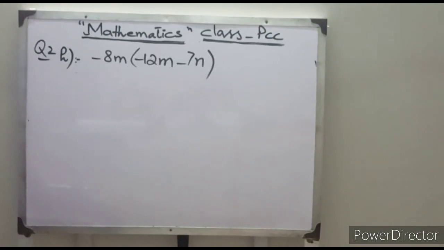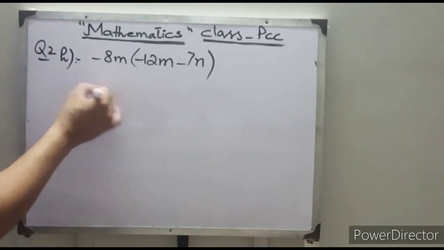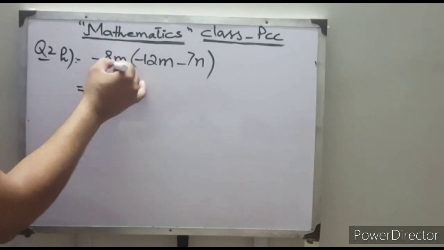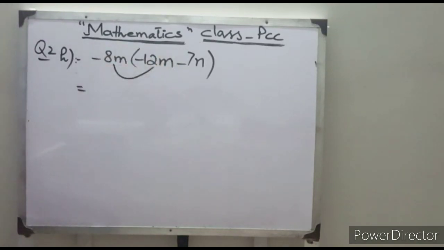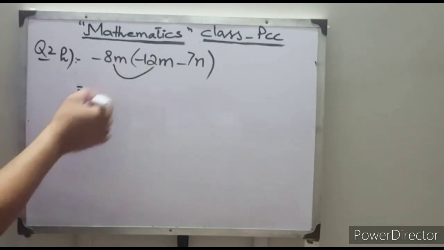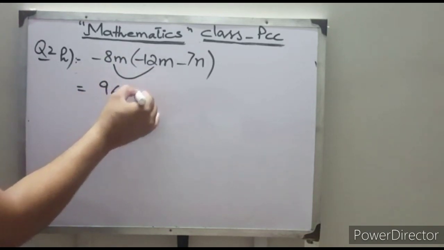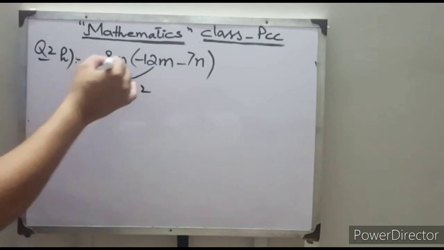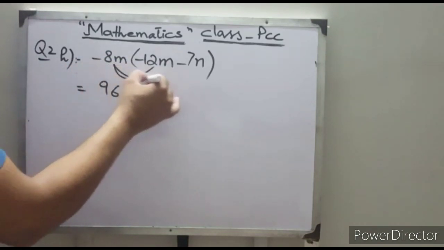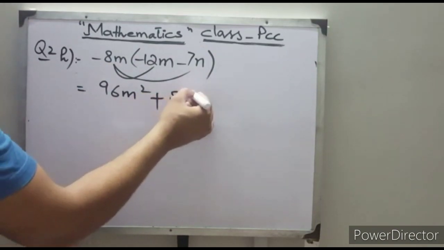Now students, see one more part from question number 2. This is part H. First of all, multiply minus 8m by minus 12m. Minus multiplied by minus will make positive. 12 times 8 is 96 m square. Now multiply minus 8m by minus 7n. Minus minus once again positive. 7 times 8 is 56 mn.